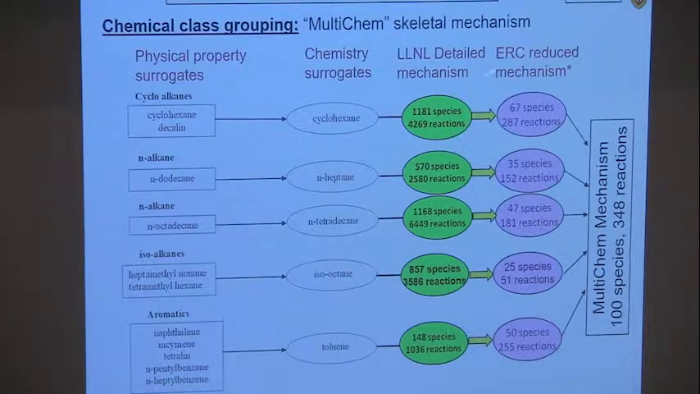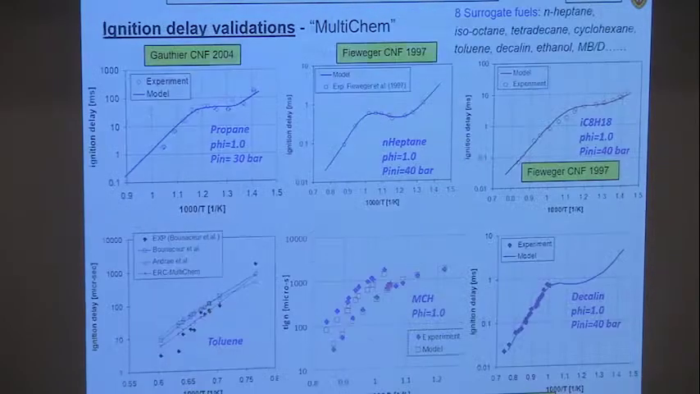We reduced those mechanisms. His paper here describes the methods used, and eventually came up with what we call the Multicam mechanism, which is basically 100 species, roughly 350 reactions, that can handle this wide class of component surrogate species in a real fuel.